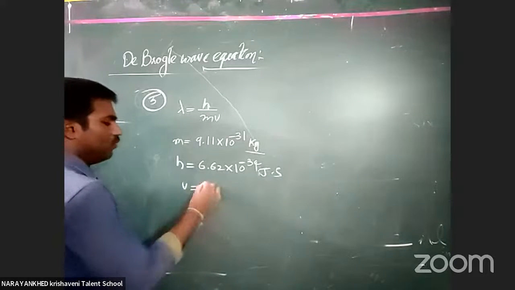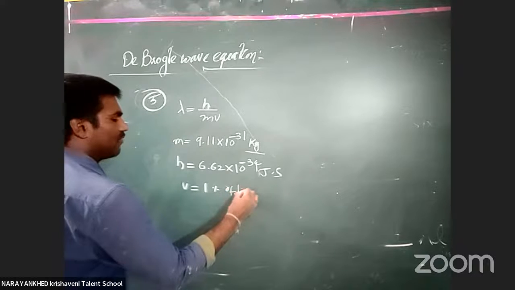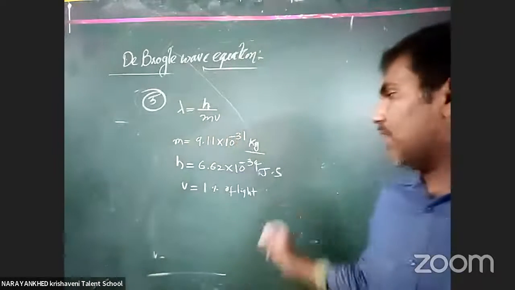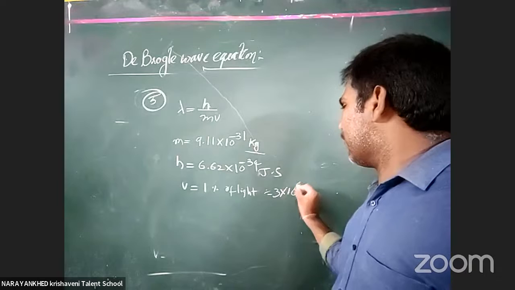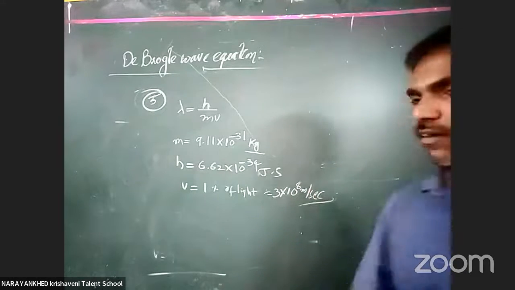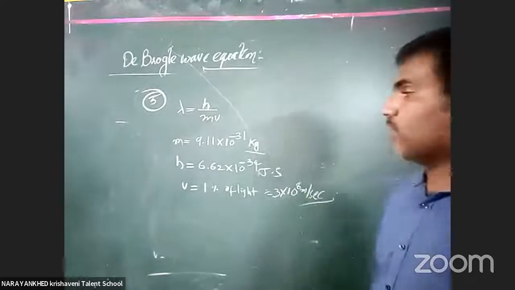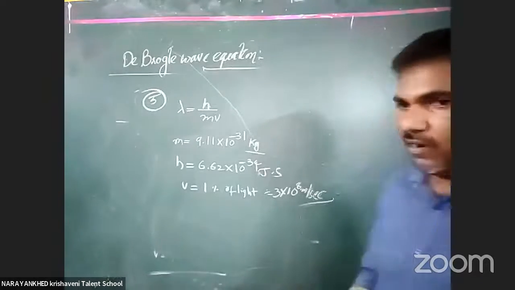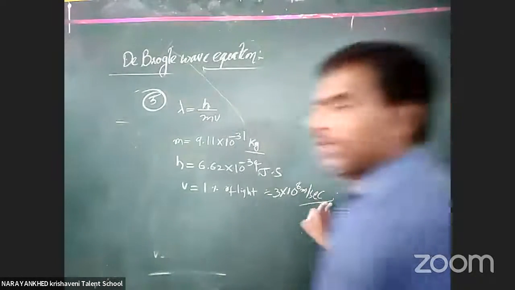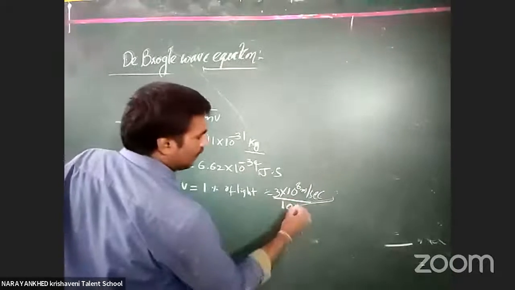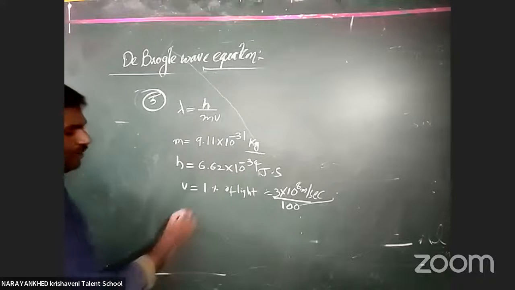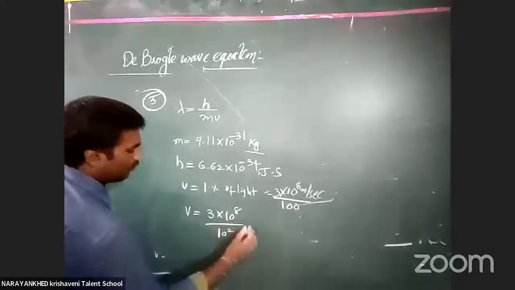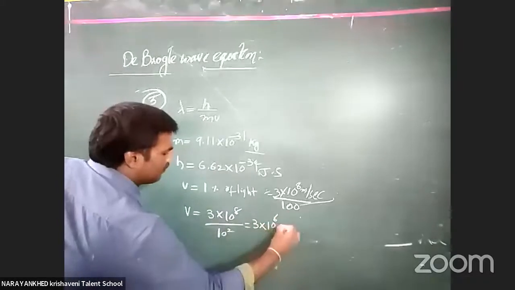The given velocity is equal to 1% of light velocity. What is the velocity of light? Velocity of light is 3 into 10 to the power of 8 meters per second. It is 100%. We require 1%. Then what do we have to do? When we divide by 100, we get the 1%. Okay, clear or not? Then the velocity becomes 3 into 10 to the power of 8 by 100, which means 10 to the power of 2. It becomes 3 into 10 to the power of 6 meters per second.